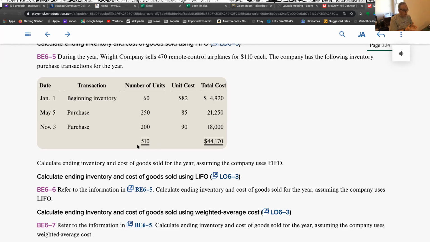What's cost of goods sold? It's the total available minus the ending inventory. Specific identification. Let's hold off on that till we get to it.